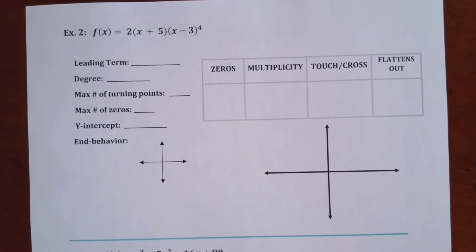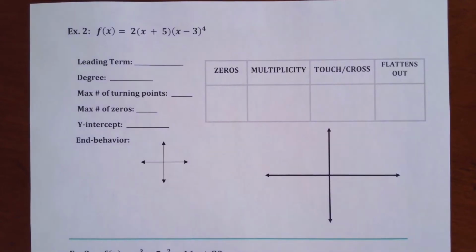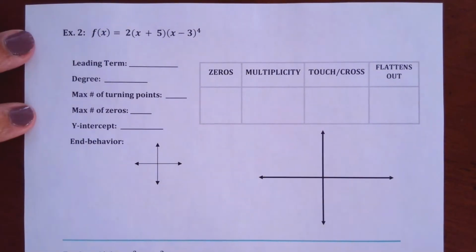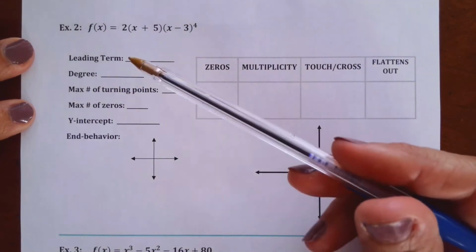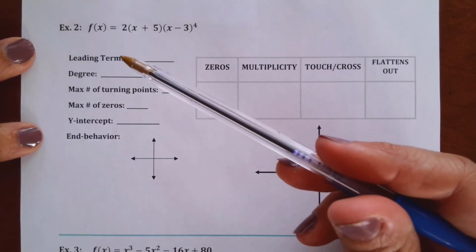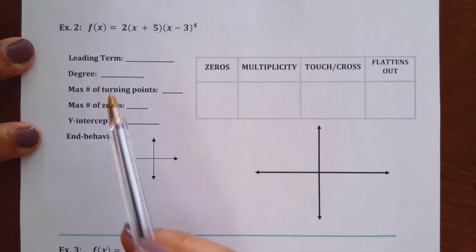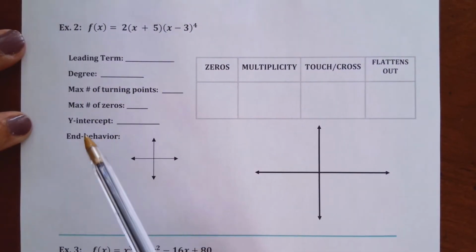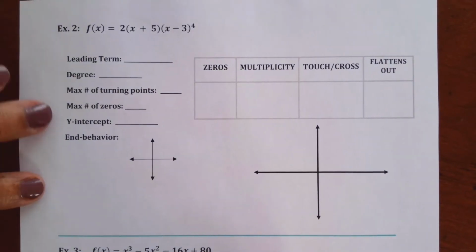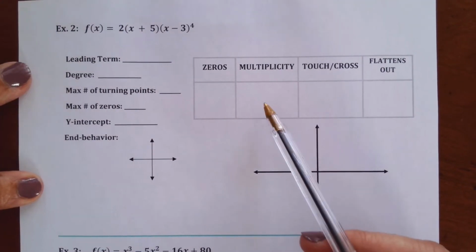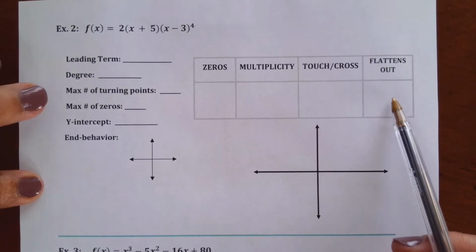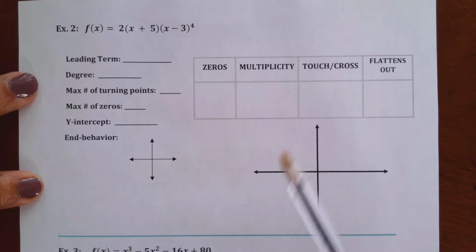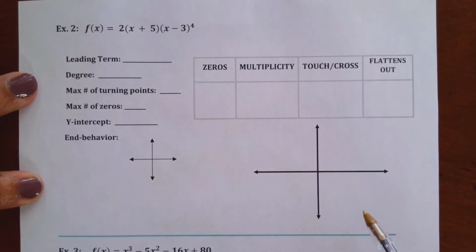All right, so let's start with the second example. So look at what we're going to do. I know there's no directions here, but we're going to answer all these questions. These are things we've been learning along the way. I'm going to ask you what's the leading term, the degree, the maximum number of turning points, maximum number of zeros, what's the y-intercept, the end behaviors. We're going to talk about the zeros, their multiplicity, whether they touch or cross the x-axis, whether or not they flatten out, and then we're going to graph it. So this is those steps on that last page, 1 through 6. All of this stuff will help us graph.